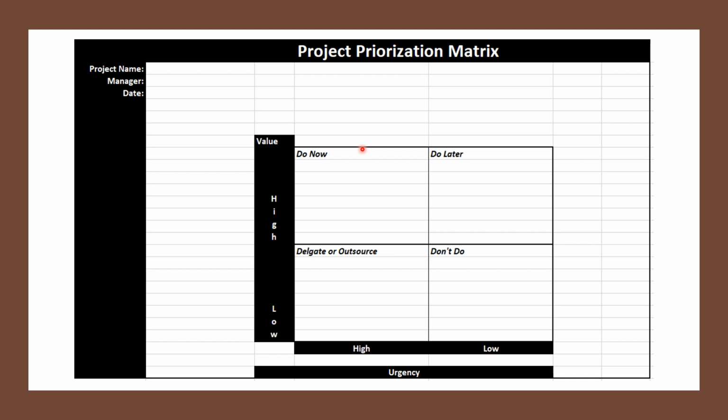So this is a simple project prioritization matrix that can be used in real-time project scenarios or as part of our portfolios, right? Within a portfolio, if you want to prioritize the number of projects and programs, you can use this matrix, right? It's a very simple one, right?